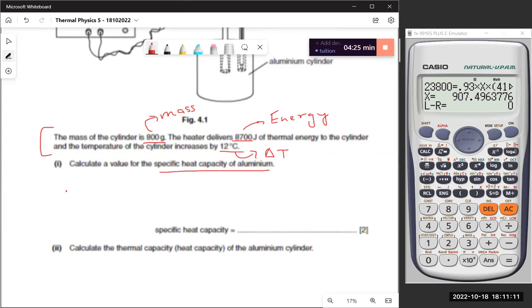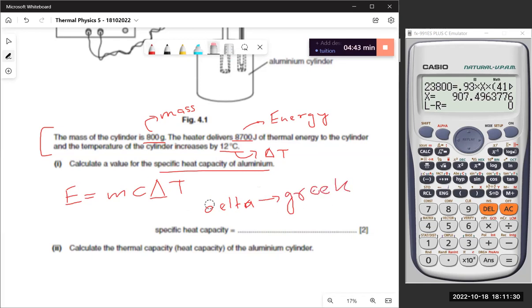E equals m c delta T. Not triangle, delta. This triangle is a Greek letter. It's a different language, and we call it delta. In physics, don't call it triangle. We call it delta. Now, we have this delta T. Now, what is the mass given? Tell me.